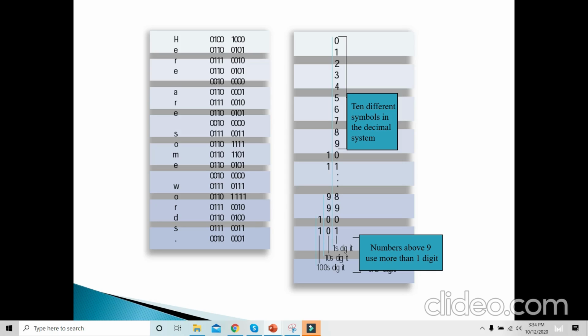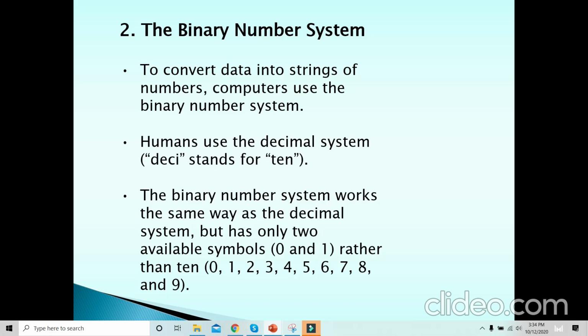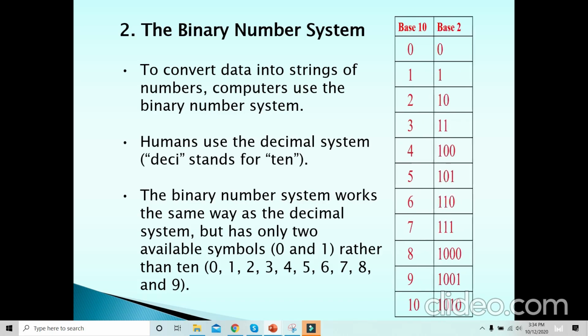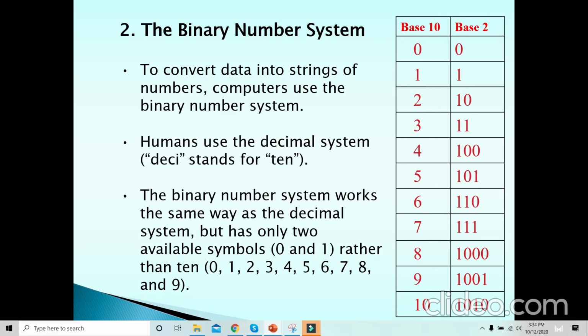Let's continue. To convert data into strings of numbers, computers use the binary number system. Humans use the decimal system. We use the decimal system for things like how old we are. So we are 30 years old, 32 years old. We're actually using the decimal number system.